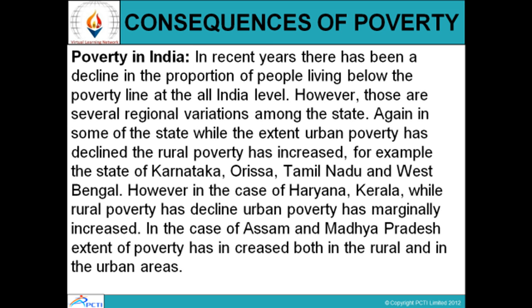Poverty in India. In recent years, there has been a decline in the proportion of people living below the poverty line at the all-India level. However, there are several regional variations among the states. Again, in some states, while urban poverty has declined, rural poverty has increased, for example Karnataka, Odisha, Tamil Nadu and West Bengal. In the case of Haryana and Kerala, while rural poverty has declined, urban poverty has marginally increased. In the case of Assam and Madhya Pradesh, the extent of poverty has increased in both rural and urban areas.